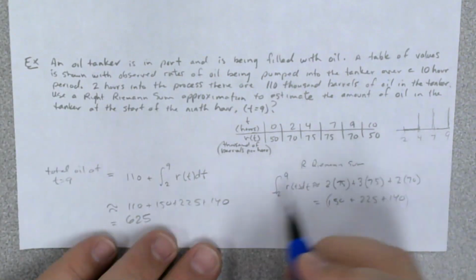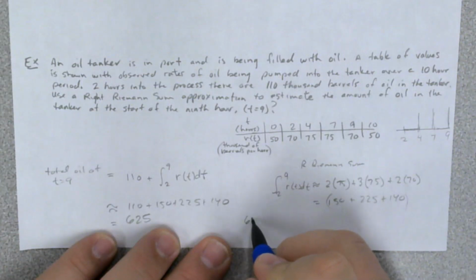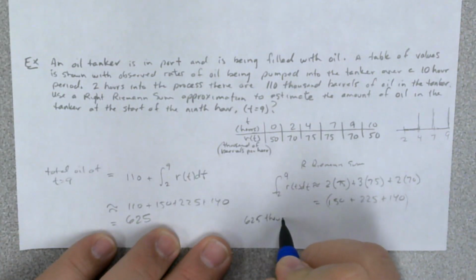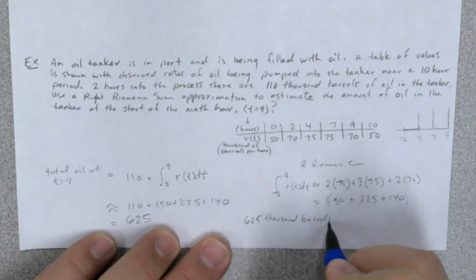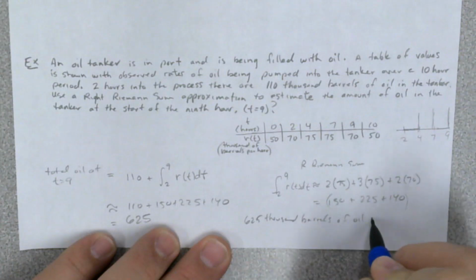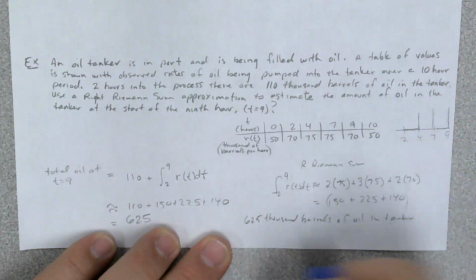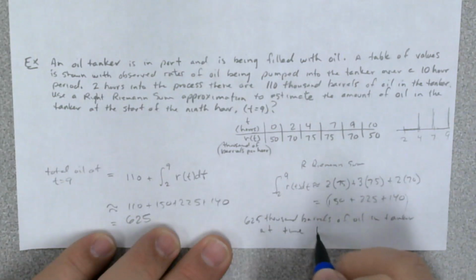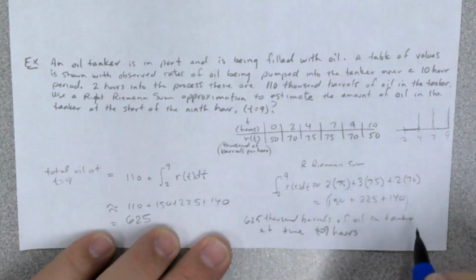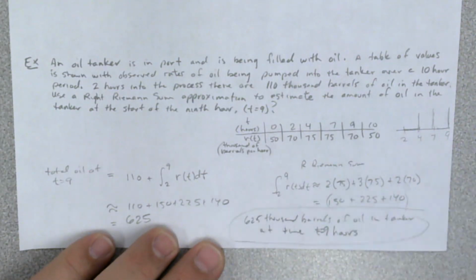So real quickly, there's 625,000 barrels of oil in the tanker at time t equals 9 hours. So that would be your answer for that right there.